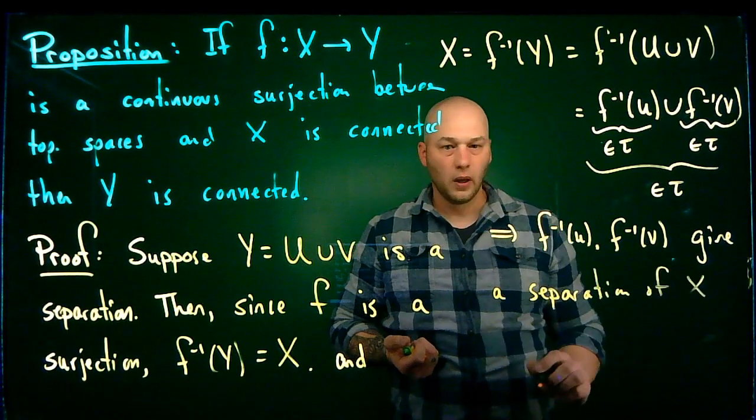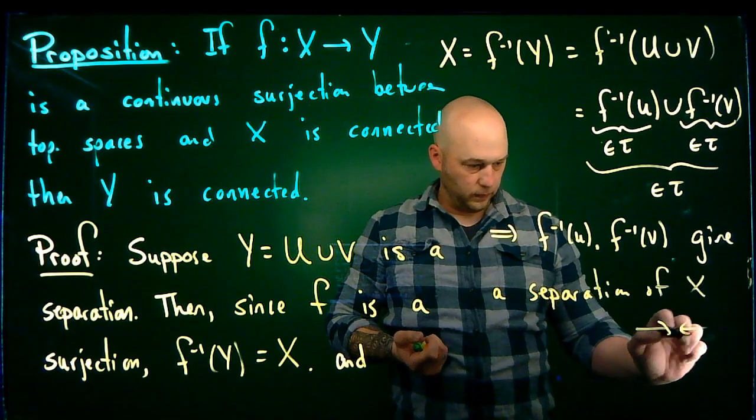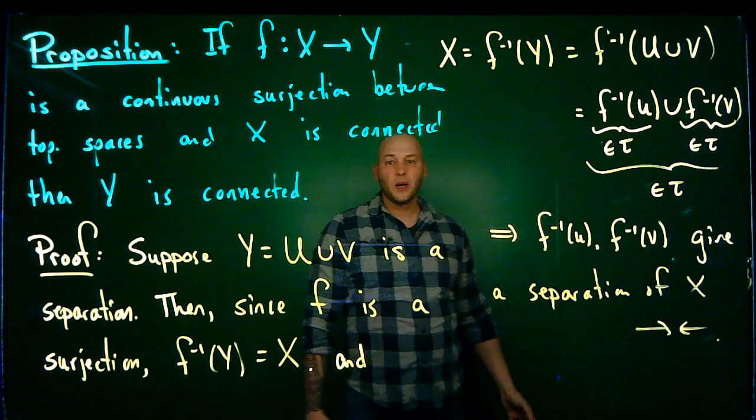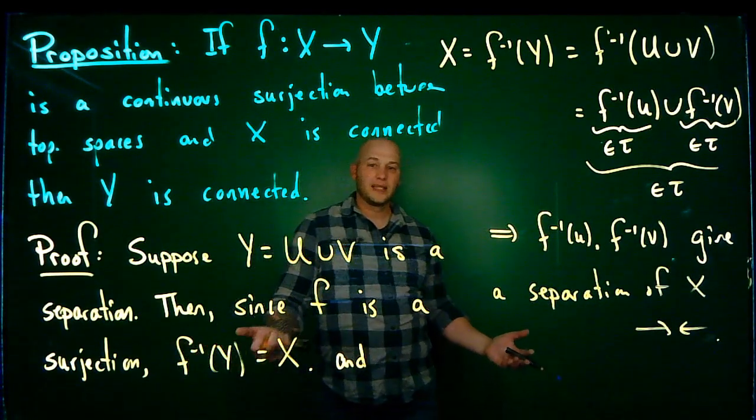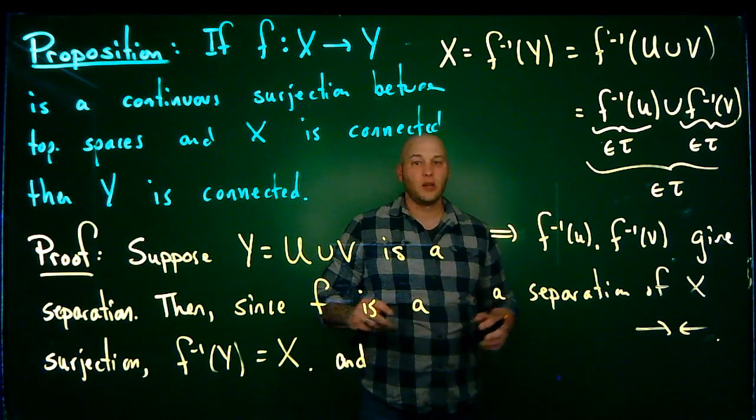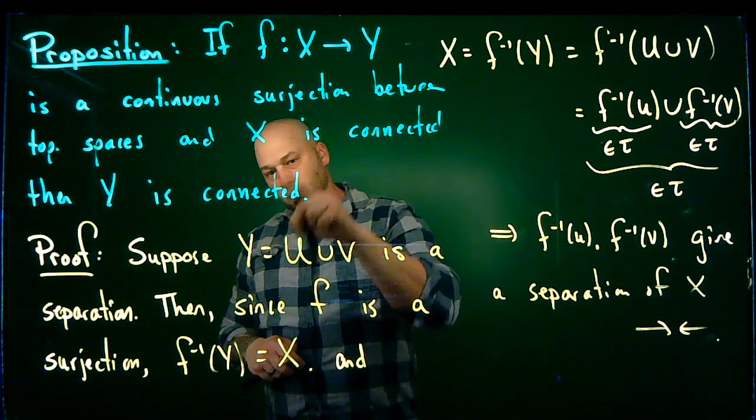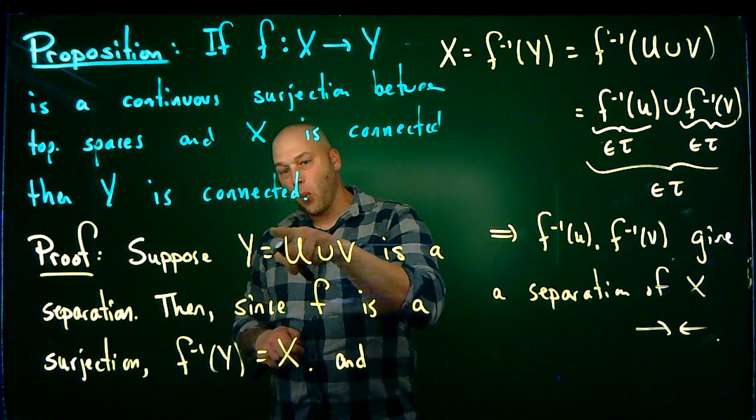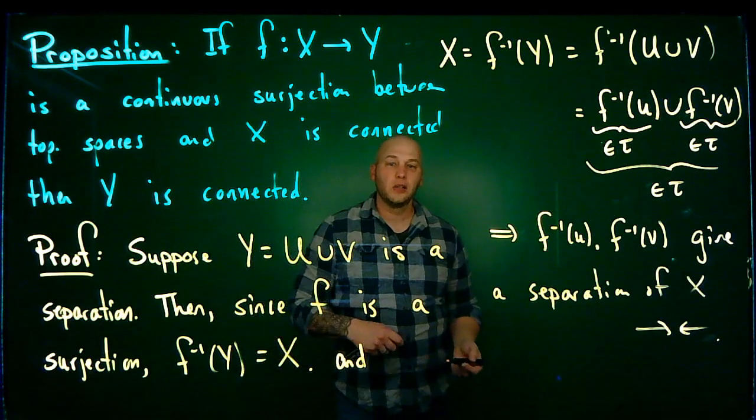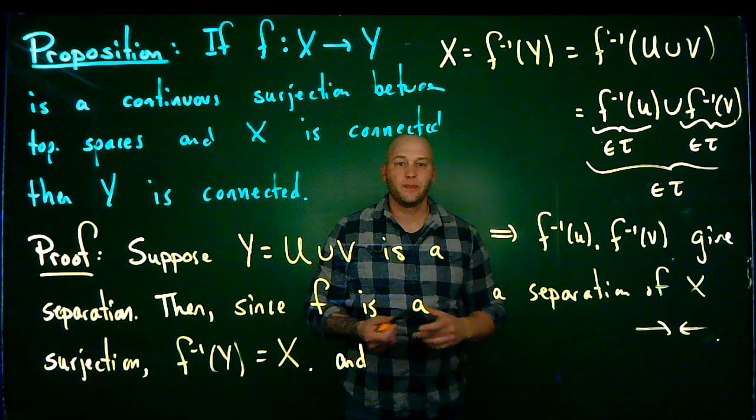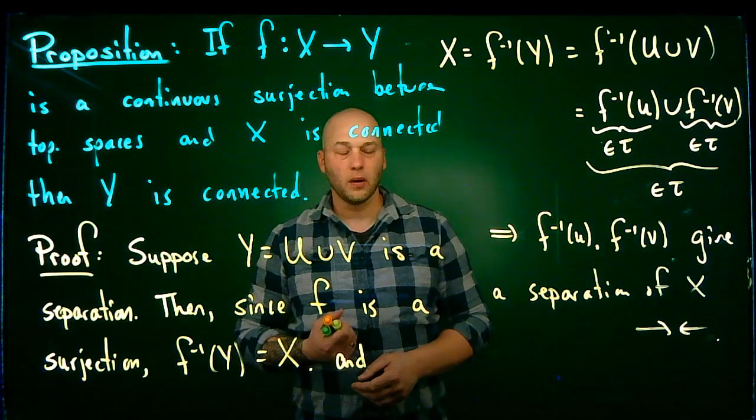give a separation of X. But of course, that's a contradiction, because we said that the set X was connected, which means it has no separation. Therefore, the assumption that we made that Y had a separation is false, and therefore Y is connected. Okay, proving the statement of the theorem.